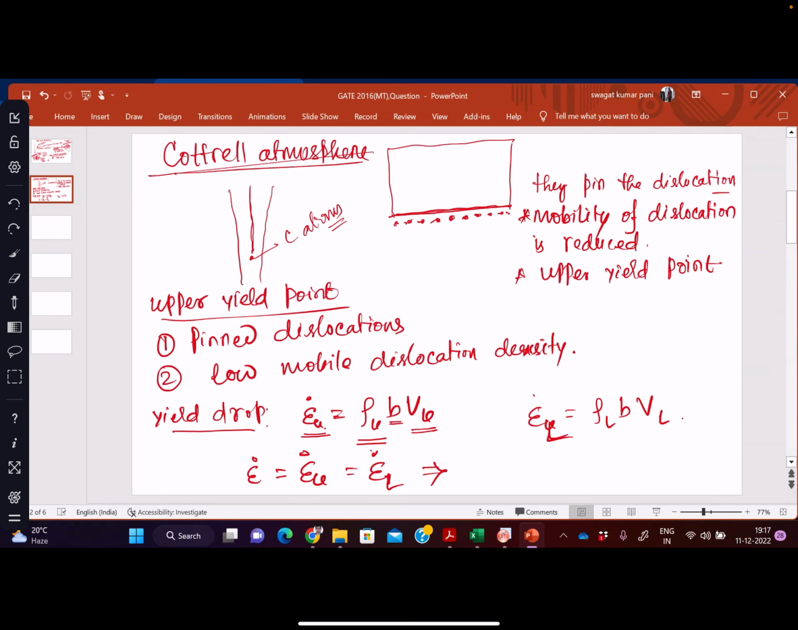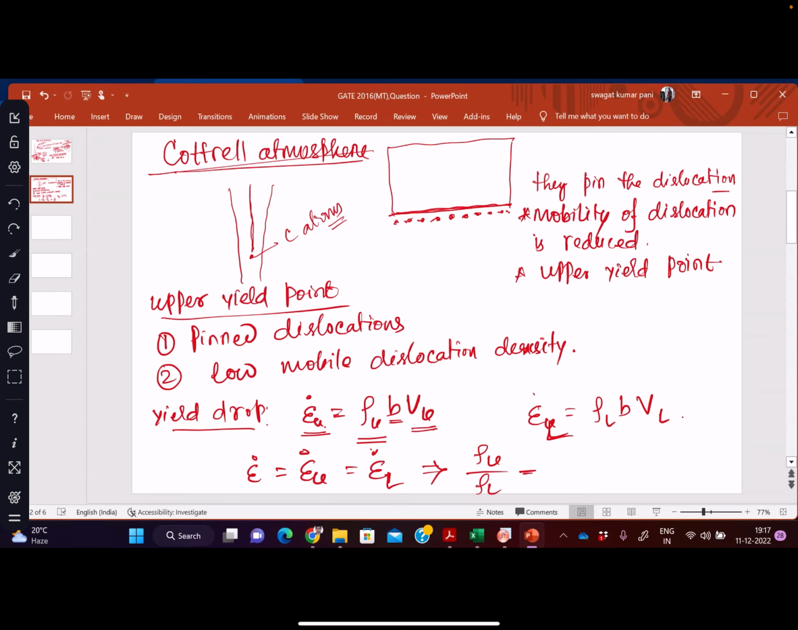So what do we get from this? Rho_u by rho_l. Remember this relation. So the question will say that at the upper yield point the dislocation density is this and the velocity is this, and at the lower yield point the dislocation density is this, so find the dislocation velocity at the lower yield point. You can directly use this. Any doubts here? No, sir.